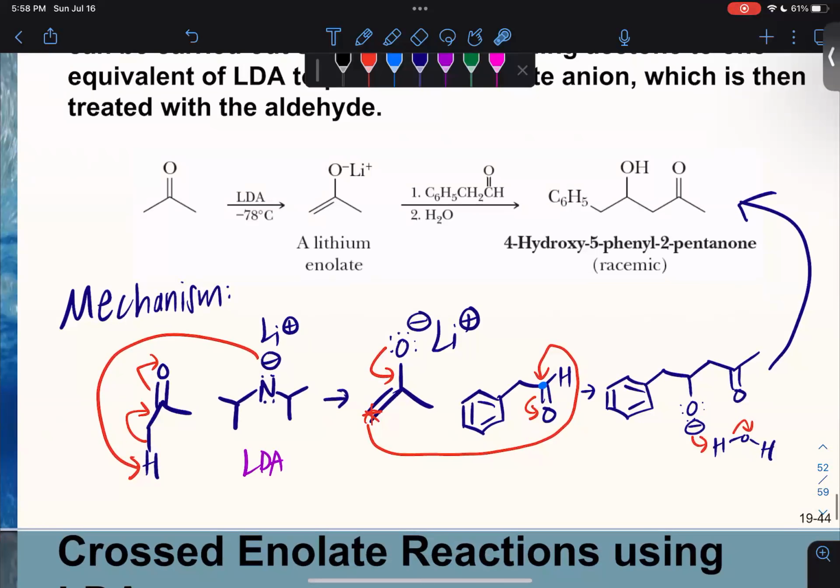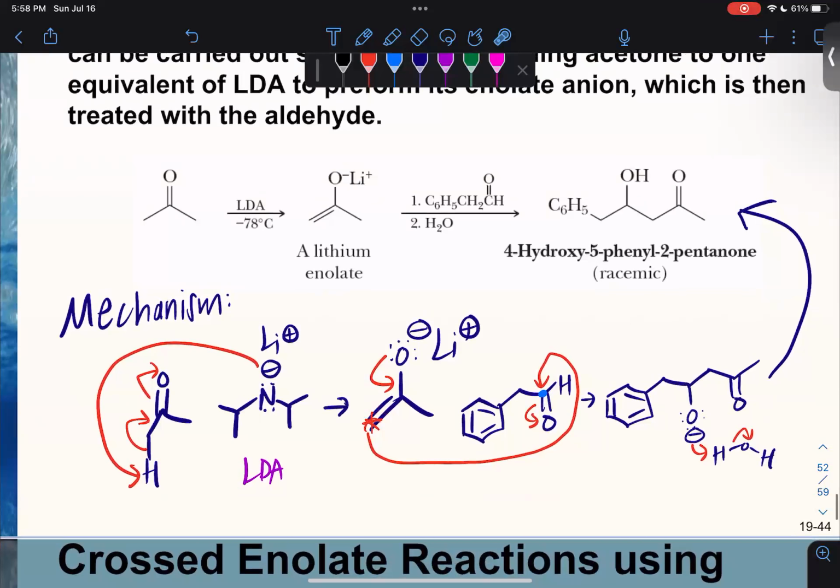I think we barely went in. Oh, we did go into the mechanism a little bit. So this LDA deprotonates the alpha hydrogen, forming the enolate anion here. It's completion, irreversible, single-headed arrow. It could attack an electrophile like this aldehyde here, and then everything else is the same as we did previously. This is the Aldol reaction here without the dehydration step.